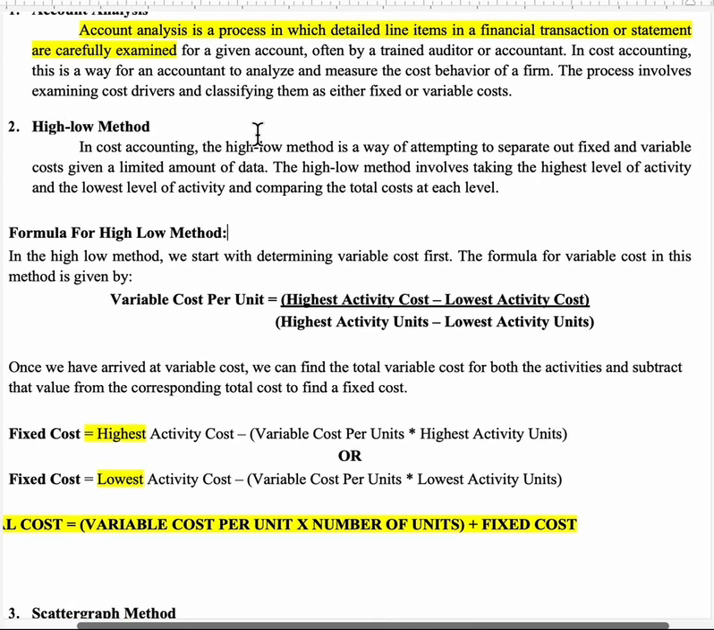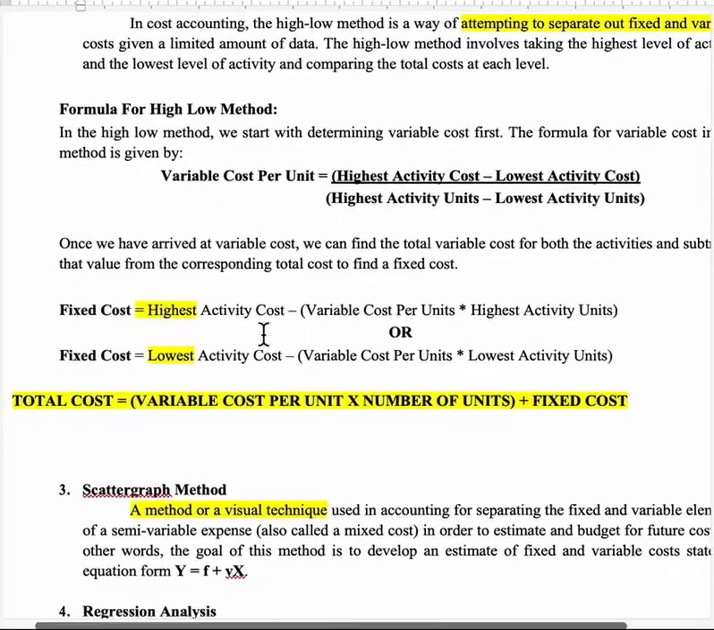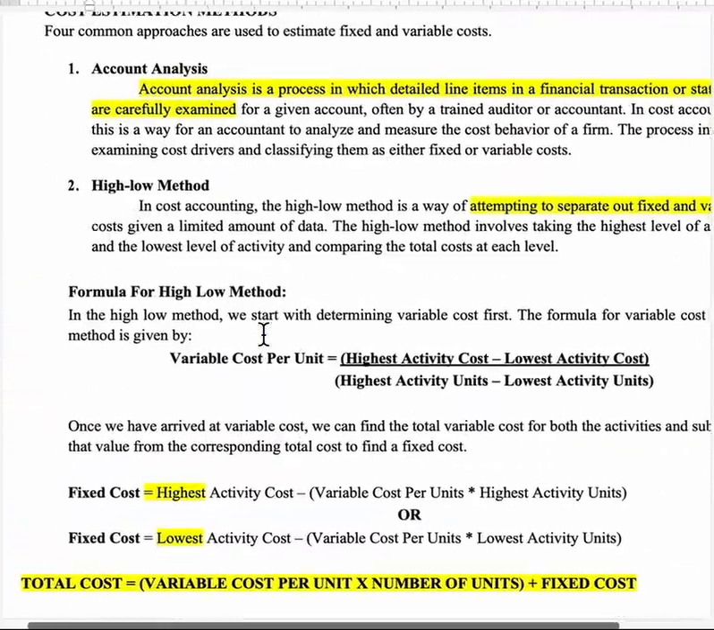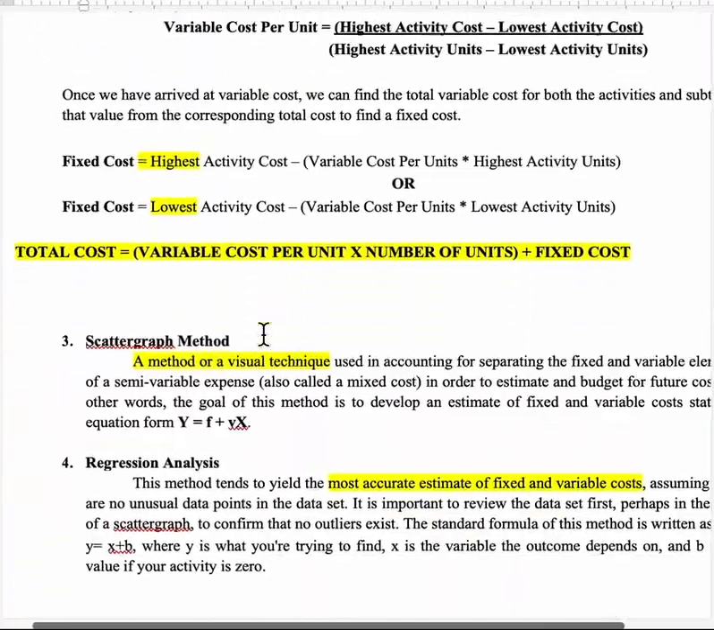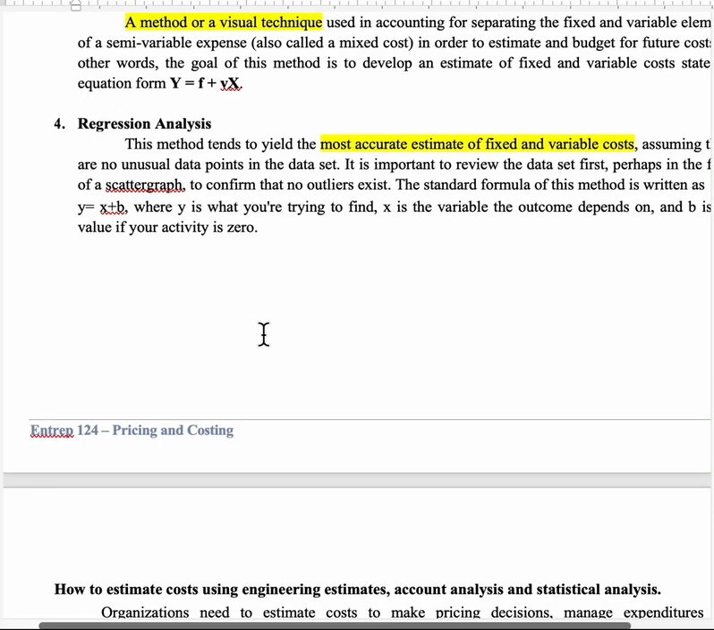The high-low method is a way of attempting to separate out fixed and variable cost given a limited amount of data. We will not go through the solving of the high-low method, because I want to emphasize more on account analysis and the regression analysis or statistical analysis.